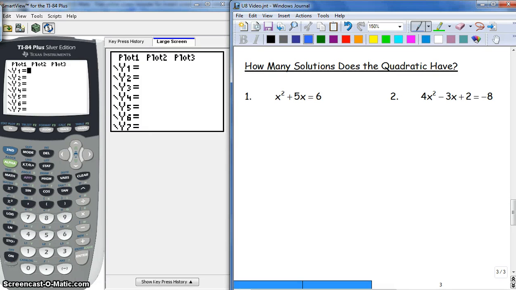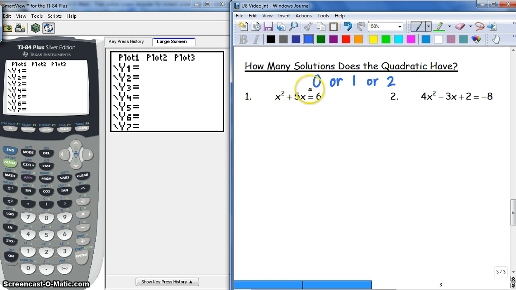This last video is going to help you determine how many solutions a quadratic has. Now, what some people do is they move each equation into standard form and actually do quadratic formula to figure out how many equations it has. And our possibilities are 0 or 1 or 2 solutions. But the fastest way to do these types of problems, and what way seems to make the most sense to people, is to just use your graphing calculator.